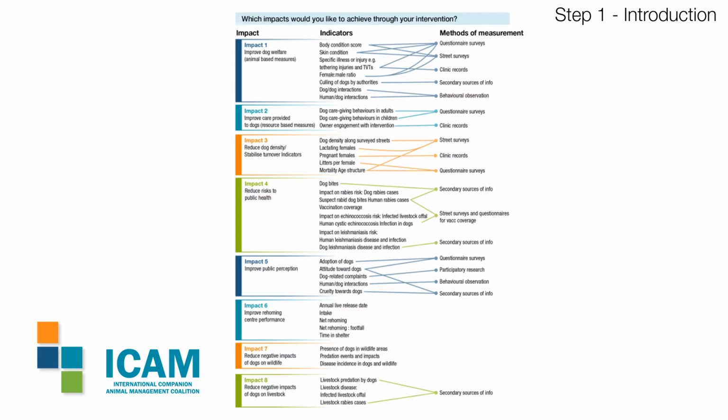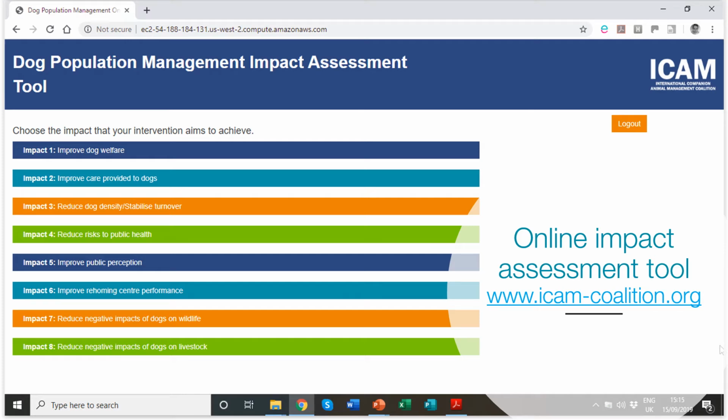So here we have the 8 impacts, each with a list of potential indicators, each with at least one method of measurement. So the document is necessarily long, because it has to work for all the different DPM approaches that you may use and the different impacts that you may have in mind. So we've also developed an online tool that asks you a series of questions about your intervention and the dog population it's targeting. Based on your answers, the tool returns a tailored guidance document, including only those indicators and methods of measurement that appear suitable to you. It is this tool that we use in the next step of our workshop.